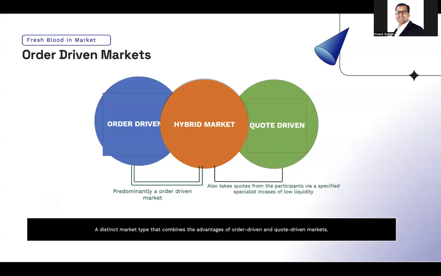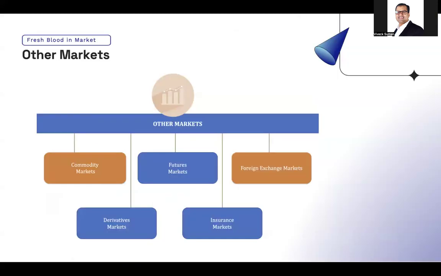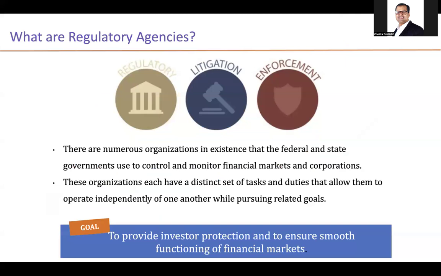Then order driven market, quote driven market, or price driven market. If you merge them together, it becomes the hybrid market. Then we looked into other markets like commodity market, futures market, foreign exchange market, derivative market, and insurance market. Then we also covered regulatory, right? We looked into what is the goal of regulatory.